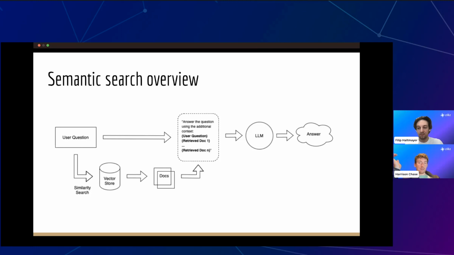You can see here the prompt doesn't have to be super complicated, like "answer the question using the additional context" or something like that. There's a bunch of variants of this where you say, make sure you only use the context there, return any source citations that you used. So this box here is where a lot of the prompt engineering in LangChain happens.